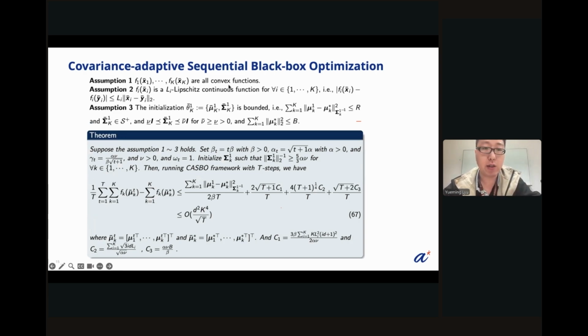For the sequential problems, all are convex functions and they are Lipschitz continuous functions. The third assumption is that the value is bounded. So under these three assumptions, our algorithm can achieve a sublinear convergence rate, big O of 1 over square root T.